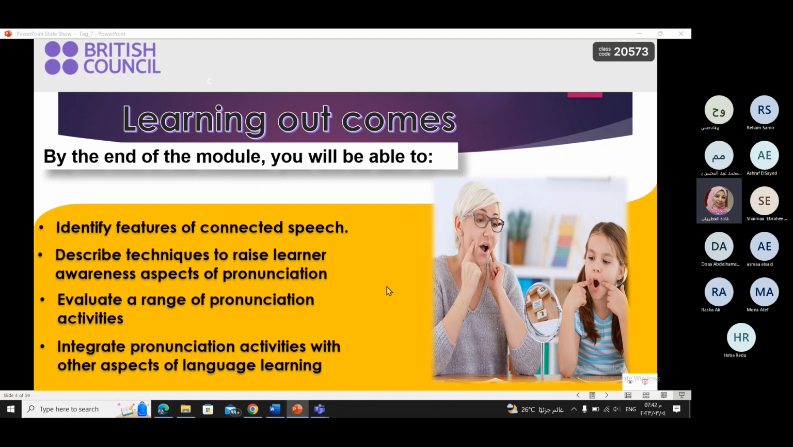So I read these points. What about the intonation? What about the pitch of my voice? I said: identify features, describe techniques, evaluate a range of pronunciation, and integrate pronunciation activities with other aspects of language learning. How was my intonation? How was my pitch? Was it going up or was it going down? Just tell me. Please unmute yourself and speak up.